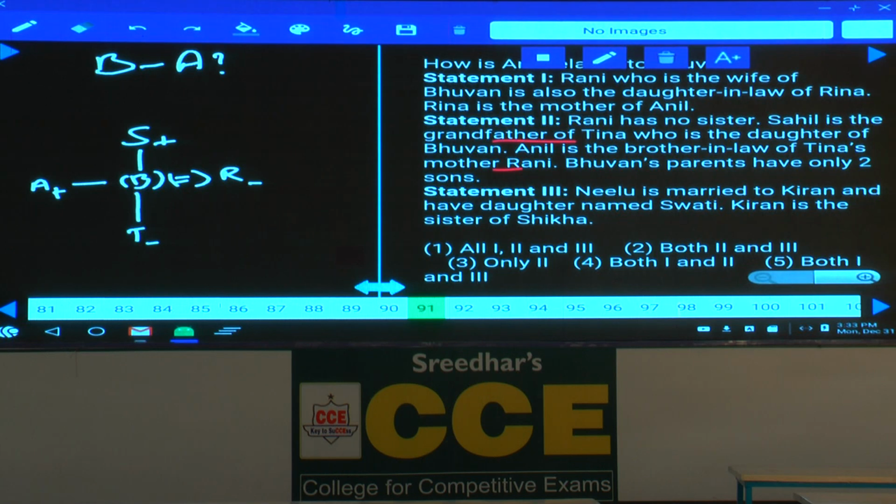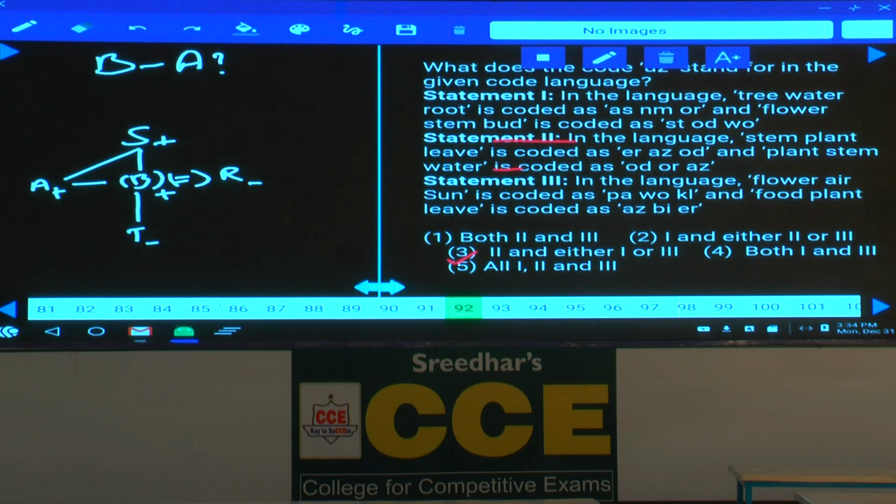Bhuvan's parents have only 2 sons. As these Bhuvan's parents have only 2 sons, tell me whether we can relate like this or not. Are you getting the answer or not? Yes, what is the answer we are getting here? Then A is the brother of B. Hence, in order to identify this, what information is required here? Only 2 alone is sufficient, that is choice 3. Done with this? Then question number 92.